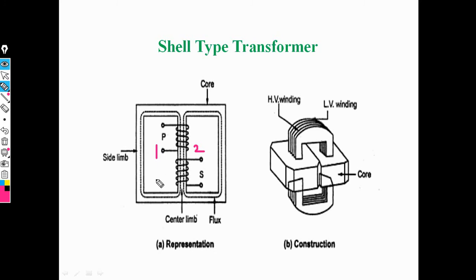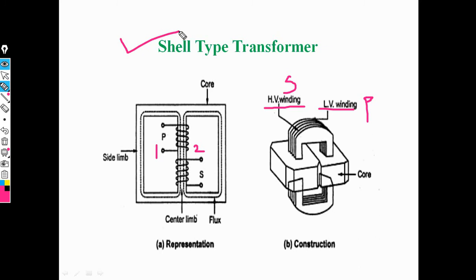A shell type transformer is defined as one in which the two windings, the primary winding and secondary winding, are placed on the central limb of the transformer. Here the LV winding is called the primary winding and the HV winding is called the secondary winding.